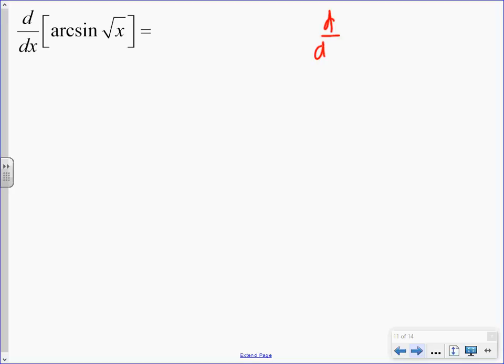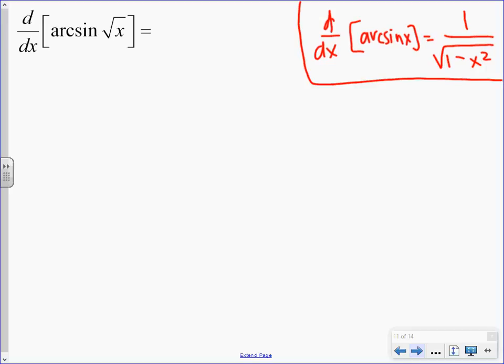Just so we can have it to reference up here. Okay. Here's our derivative rule for arc sine. Now, when we look at these rules, since x is inside, this is x squared. Whatever is inside our function, that is what we put here. Okay? So, since we have radical x inside, this becomes 1 over square root of 1 minus radical x squared.